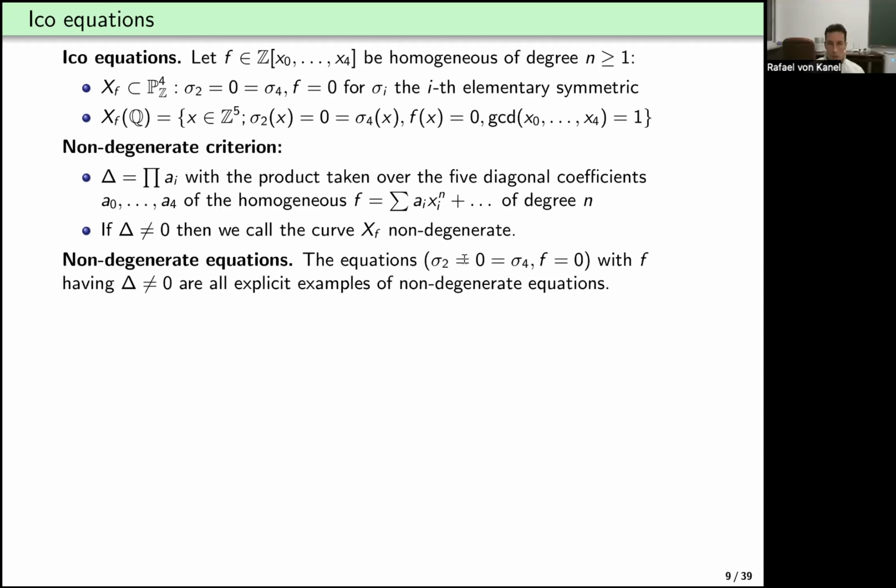So we look now at these three equations, sigma 2 equals 0 equals sigma 4, f equals 0, where f has this delta here non-zero. And these are all explicit examples of so-called non-degenerate equations.